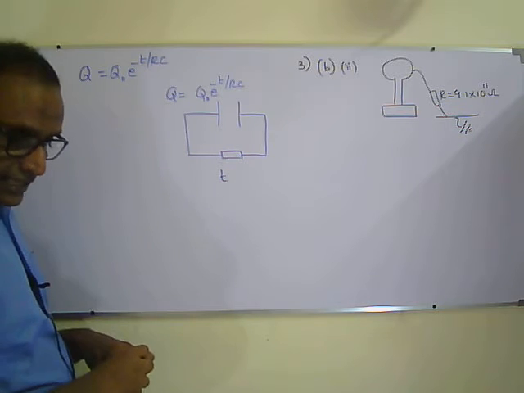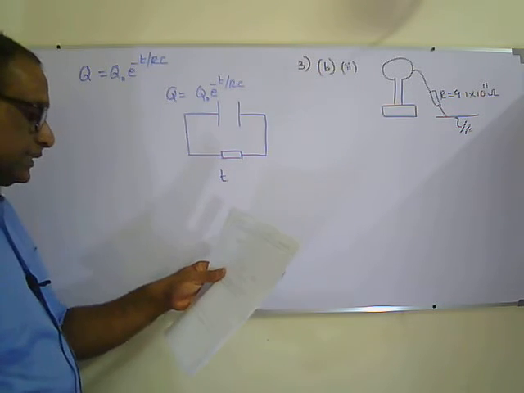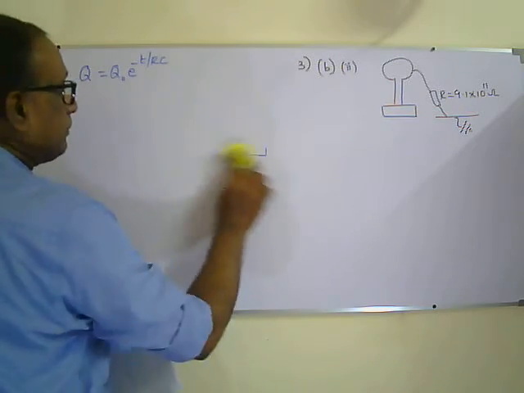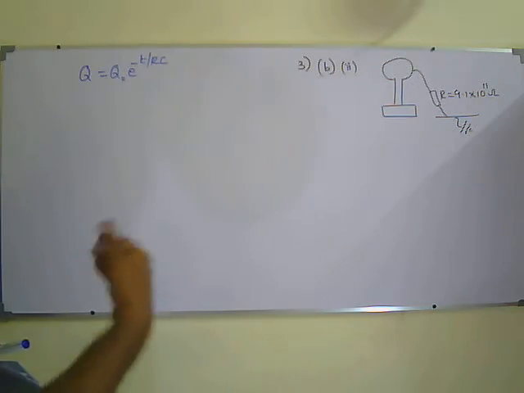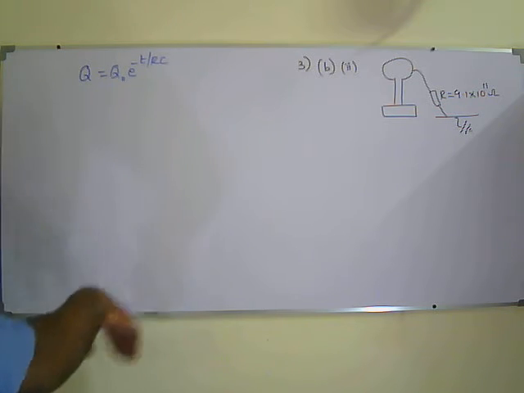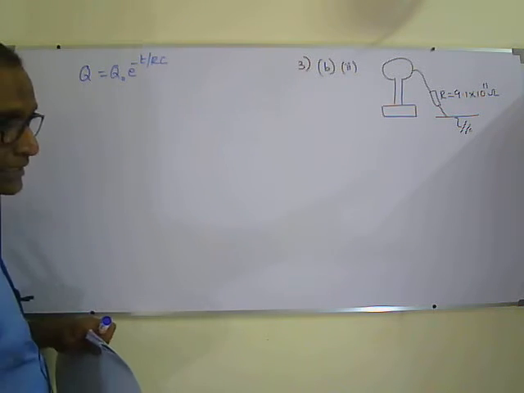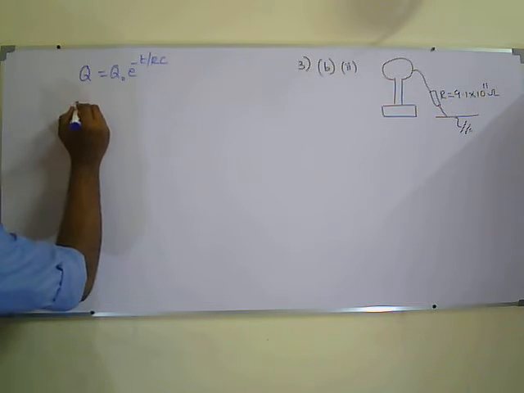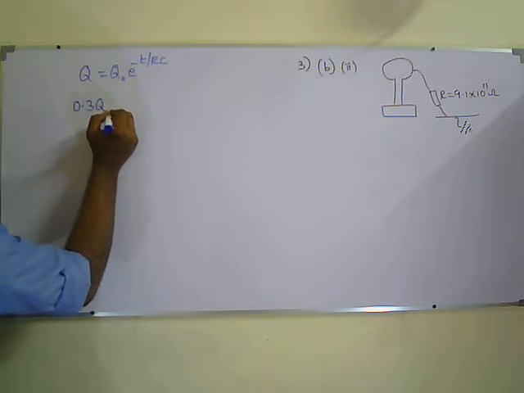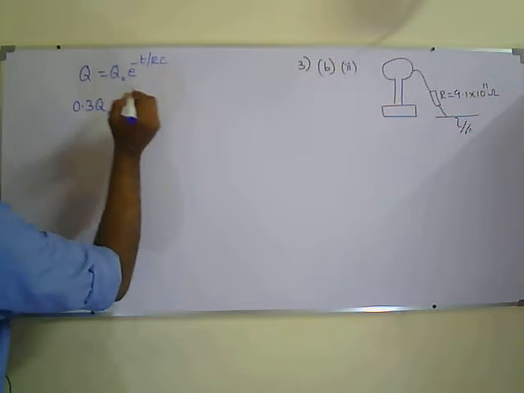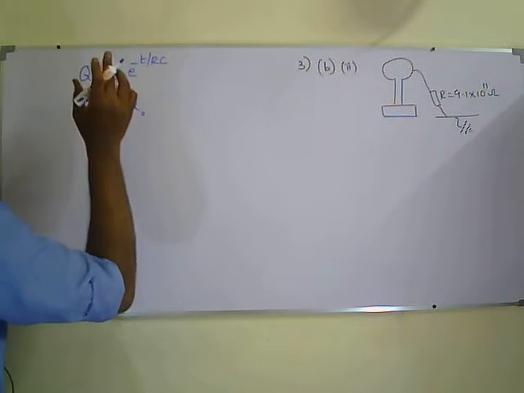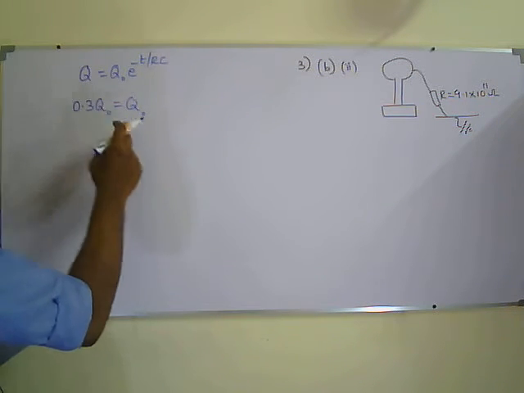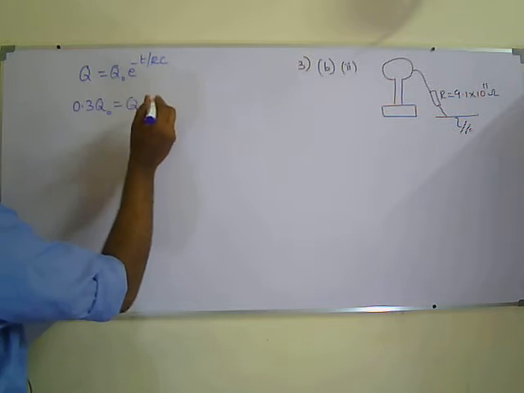Here they are asking to calculate the time taken for the Van de Graaff generator to lose 70% of its charge. When it loses 70%, the charge remaining in the capacitor will be 30%. So 30% of Q naught means 0.3 Q naught is remaining. That's the initial charge. What's the time taken to drop to 30% of its initial charge?